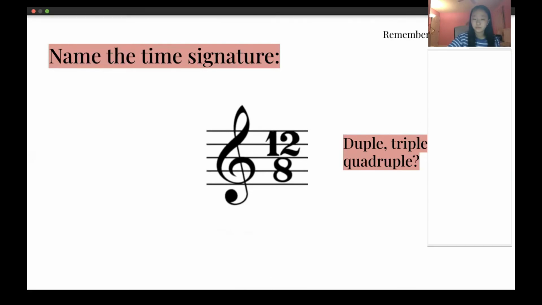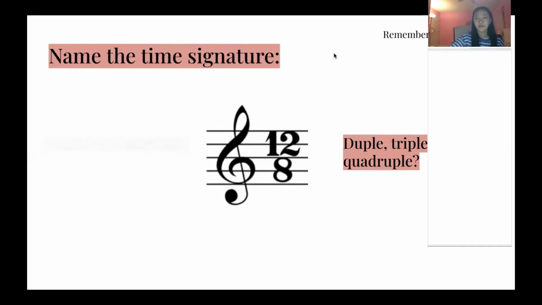Triple? Very close. Remember, first of all, is the top number a 2, 3, or 4? No, it's 12. So let's try to divide 12 by 3. So what do we get when we divide 12 by 3? 12 divided by 3 equals 4.